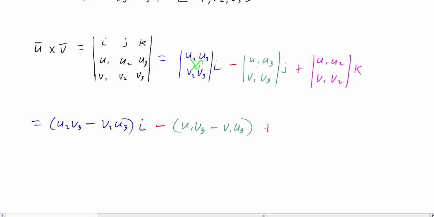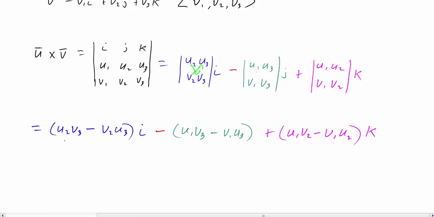And then for the last one, we do the same thing. Plus, we're going to cross multiply. So that's u1 v2 minus v1 u2, and that's multiplied by k. And this would be your answer. Now, we would actually be able to take u2, v3, those are going to be numbers, minus v2, u3. So you're going to end up with some number times i, and then minus some number times j. I left off the j here. And then we have another number times k. So therefore, we end up with our cross product.